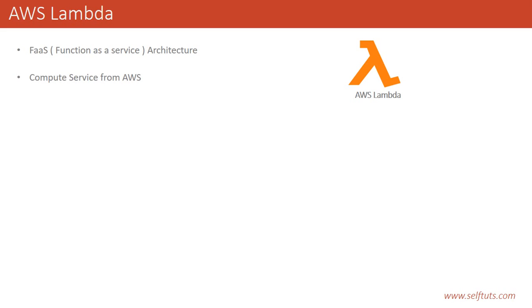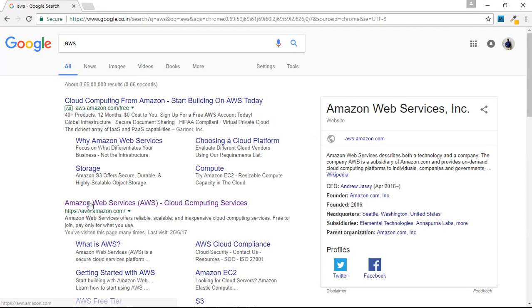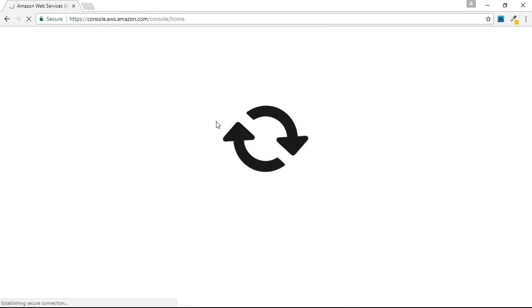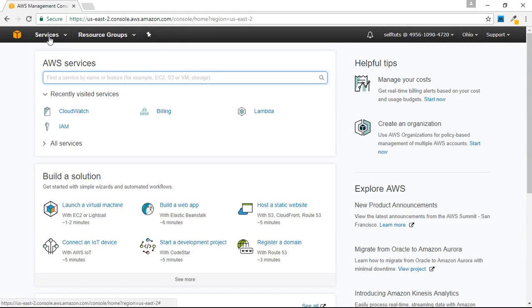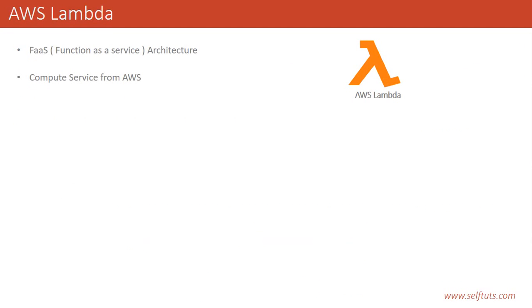AWS Lambda is a compute service from AWS. There are so many services being provided by AWS and those services are divided into multiple sections. If I go through the AWS website and log into my console, and the console is getting loaded, then inside this services tab, the different services are divided into multiple sections like compute, developer tools, storage. Inside the compute section, there is a Lambda service. These compute services are generally meant for doing some calculation work, some logical calculation. So AWS Lambda comes under the compute service section.